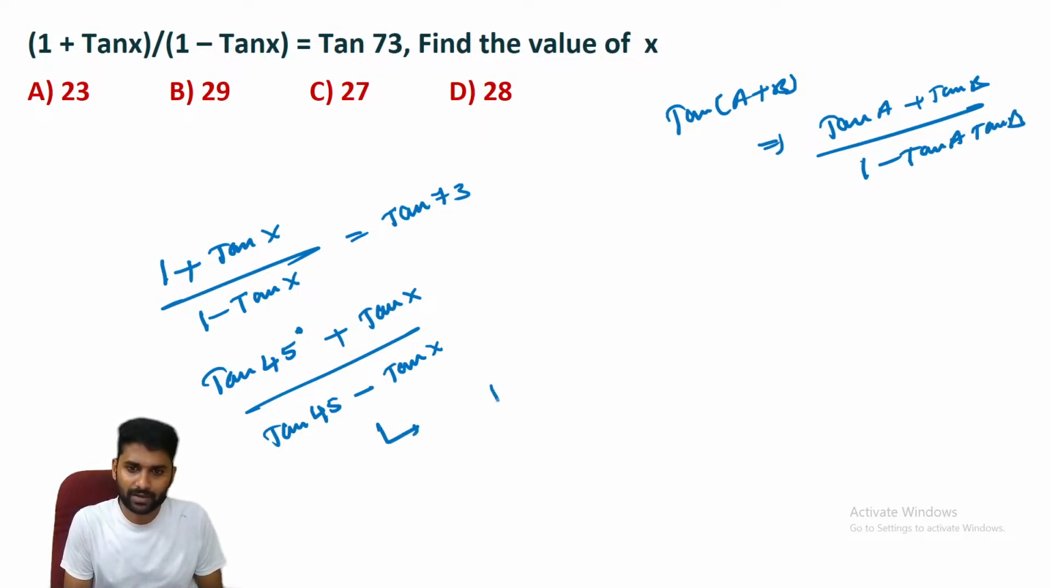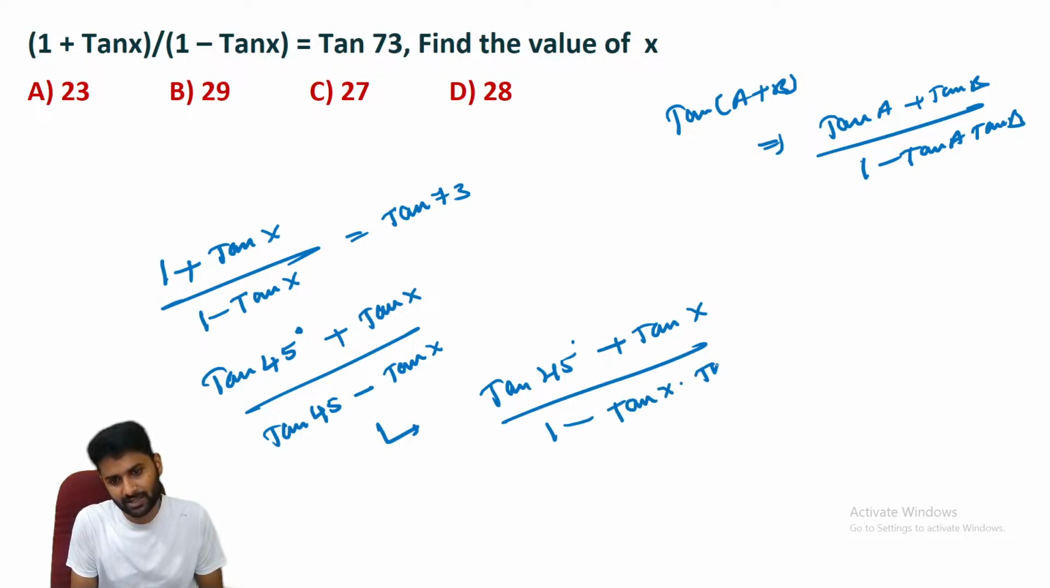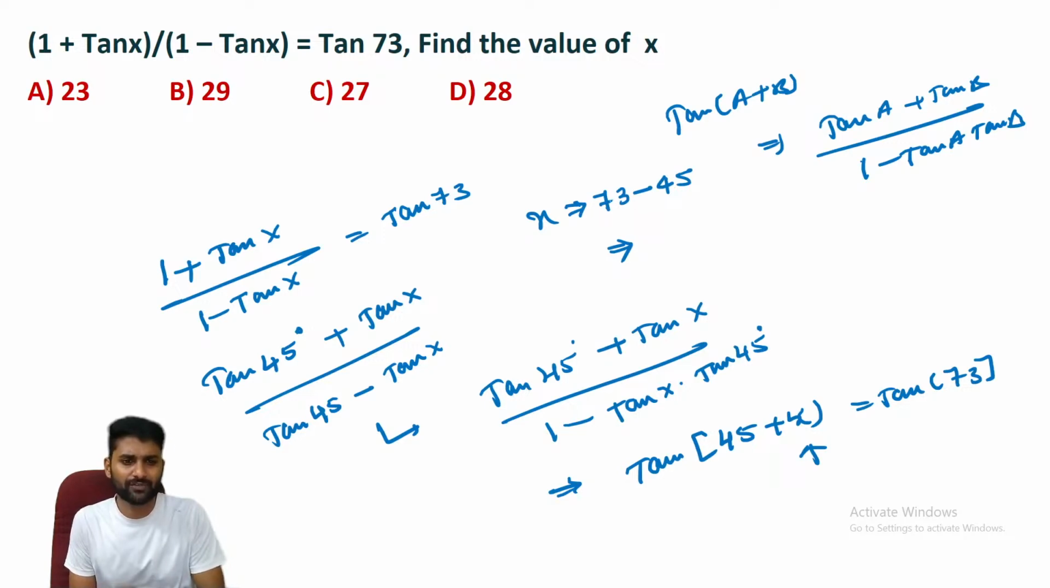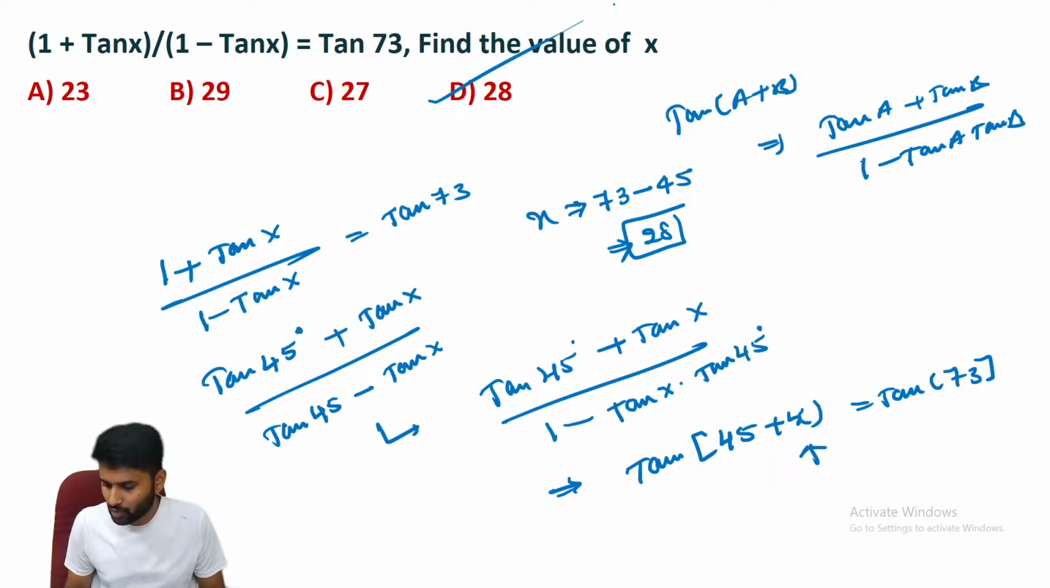Now convert this form: (tan 45 + tan x)/(1 - tan x), where tan x is multiplied with tan 45. There is no change in the values. Why? Because tan 45 you already know is 1. If you take this information, this is exactly tan(45 + x) = tan 70. What is the x value here? The x value is exactly equal to 73 minus... If you go through the further calculation, you will get the answer. You know all those properties here, so that you can save it.